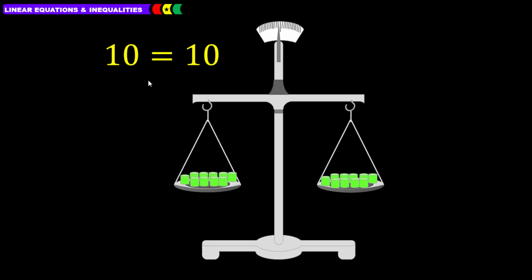Now, this time, let's subtract 3 from both sides as shown on the screen. And now the number of items left in both pans is simply 7 as shown on the screen. What does this mean? It means that subtracting equal amounts from both sides does not change the balance.